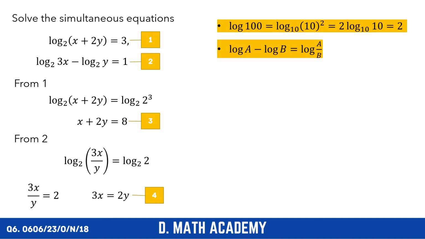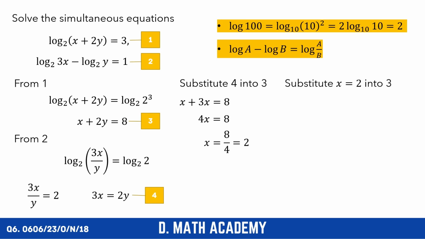The reason why I leave it so is because we have 2y at equation 3 already. So substitute equation 4 into 3. We now have x plus 3x equals to 8, 4x equals to 8, and x will have a result of 2. Lastly, when x equals to 2, substitute it into 3, and you will get 2 plus 2y equals to 8, 2y equals to 6, and y equals to 3. So that's the final answer for this particular topic.